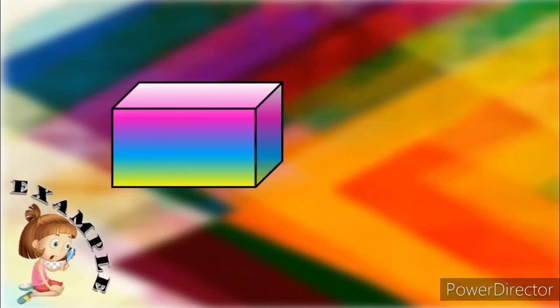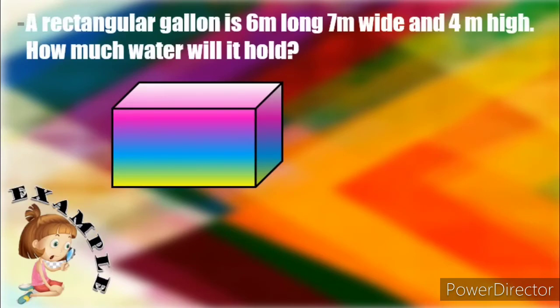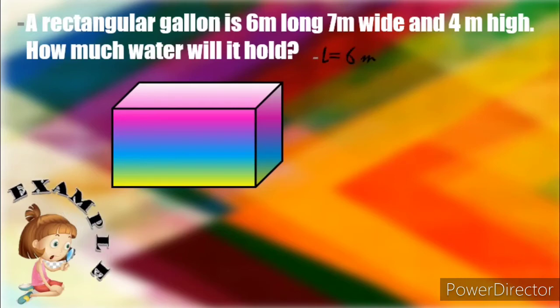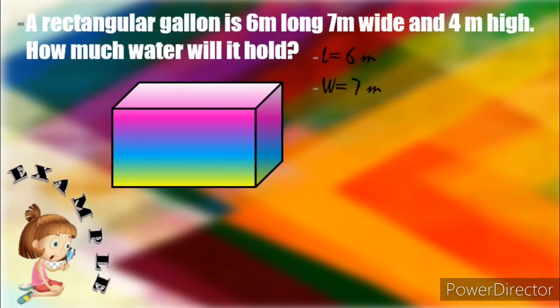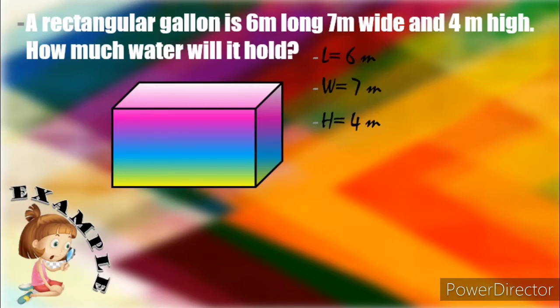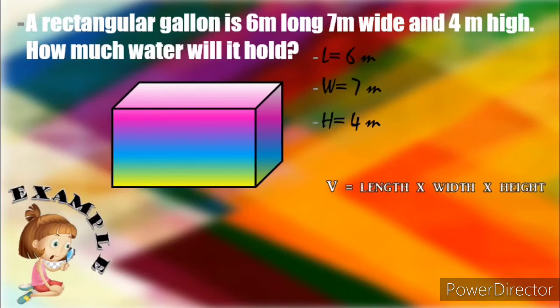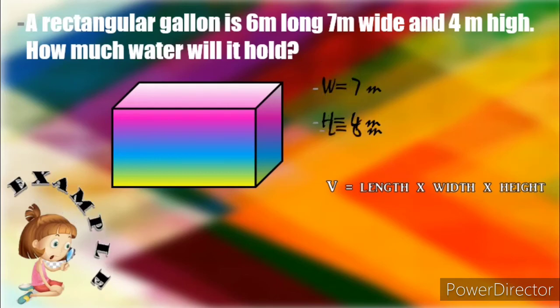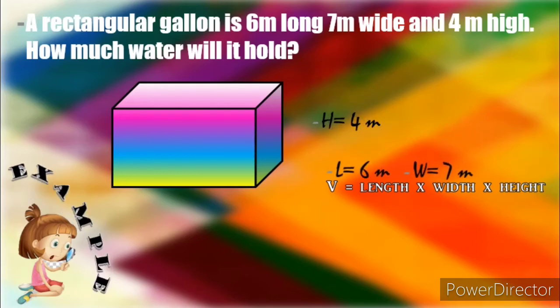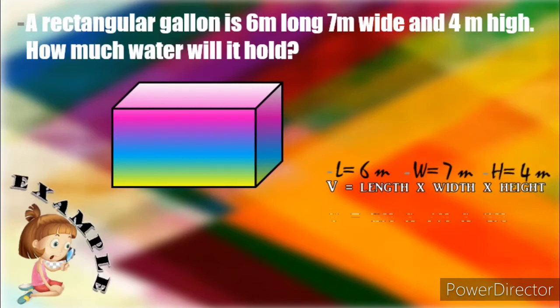Okay, for example number 2, a rectangular gallon is 6 meter long, 7 meter wide, and 4 meter high. How much water will it hold? Okay, again, length of 6 meter, width of 7 meter, and a height of 4 meter. Again, what is the formula in getting the volume of a rectangular prism? Excellent! Volume equals length times width times height. First step, we will substitute the value of length, the value of width, and the value of height. Therefore, volume equals 6 meter times 7 meter times 4 meter.